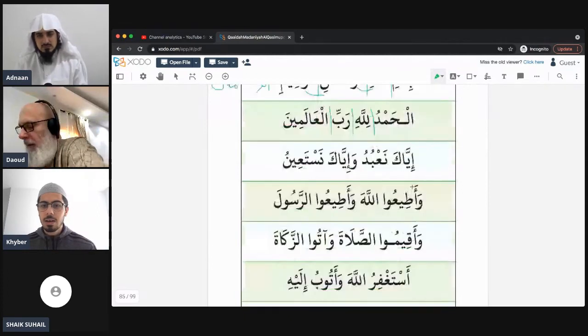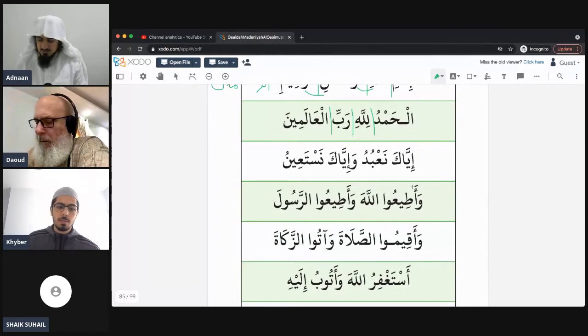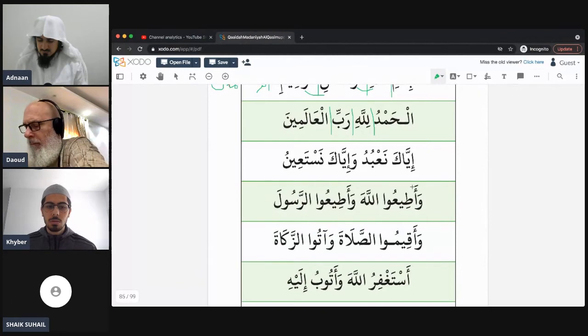Khaybar: Alhamdu lillahi, Rabbi, Al-alamina, Alhamdulillahi Rabbil Alameen. Ahsant, brother Suhail. Alhamdu lillahi, Rabbi, Al-alamin, Alhamdulillahi Rabbil Alamin.